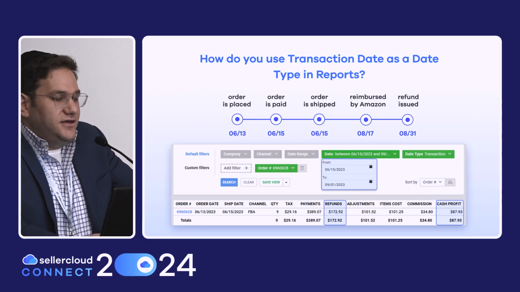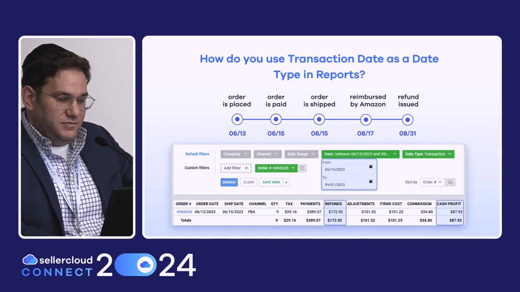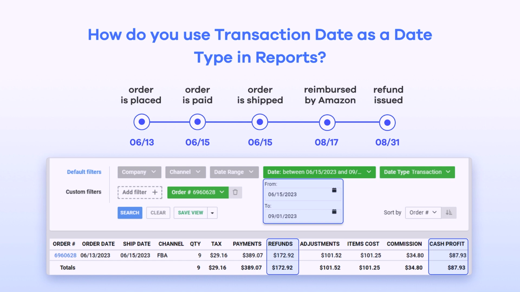Okay, now, how do you use transaction date as a date type? This is where the real meat of this presentation is. You see here I put together a timeline of the full life cycle of this order. The order was placed on June 13th, was paid on June 15th and shipped that same day, and then was reimbursed later on by Amazon on August 17th, and then a refund was issued on August 31st. That's the full life cycle of this order.